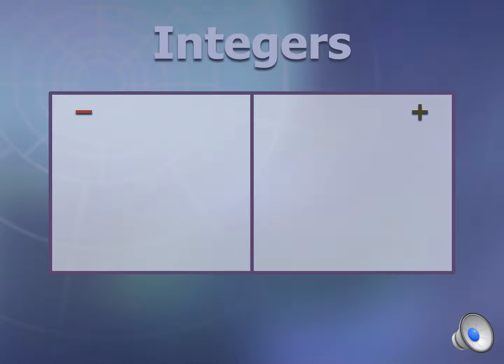Here is an example of what an algebra mat would look like, and you can see it's divided into two sections. The left side is negative, and we have a negative sign in red, and then the right side is positive, and we have our positive sign or our addition sign in black.